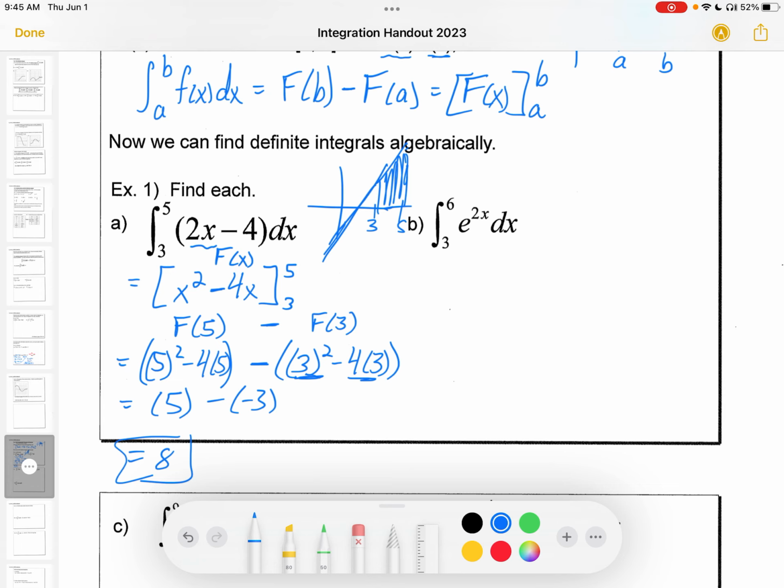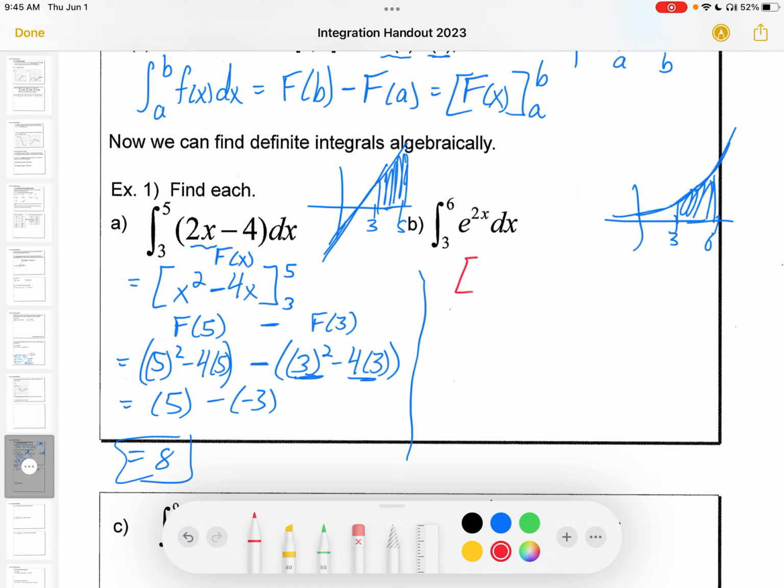You could check that out geometrically. You're going to find the same result. And this is a nice one because it's linear. We could find that area using some formula that we know. On the other hand, if we have a function like e to the 2x, which we know looks like this, and we're looking at the area from 3 to 6, then it's going to be harder to use a formula. So we have to use this technique, this fundamental theorem of calculus.